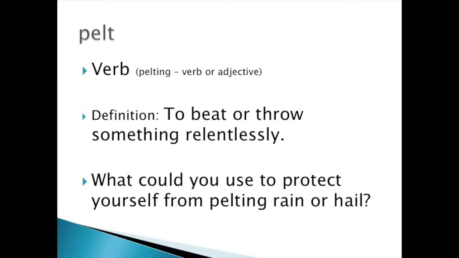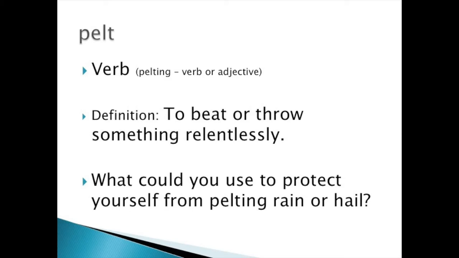The next word on our list is pelt. In our vocab study this week, we will be using the word pelt as a verb. If you add the ing suffix to the word pelt and make the word pelting, it might still be a verb in the progressive tense, or it might be an adjective or describing word. Let's take a look at the definition. Pelt means to beat or throw something relentlessly.